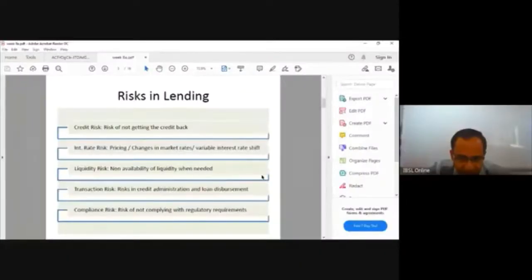So the problem is that maintaining a lending rate based on the deposit rate is a difficult task. So that's the interest rate risk in pricing. When the market rate changes, with a variable interest rate, when it shifts, it's a difficult task. So we are trying to balance with various other ways. What are the other ways? We are trying to look at the cost of fund.